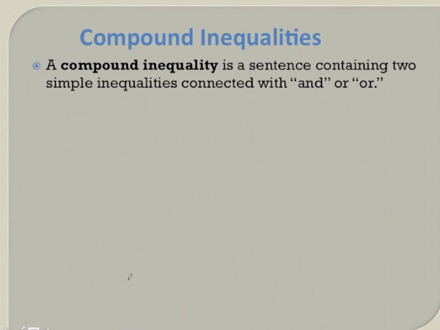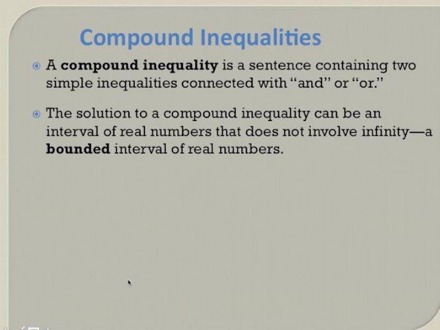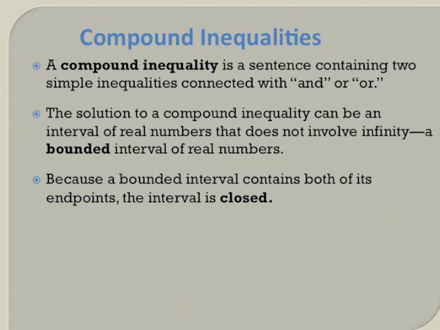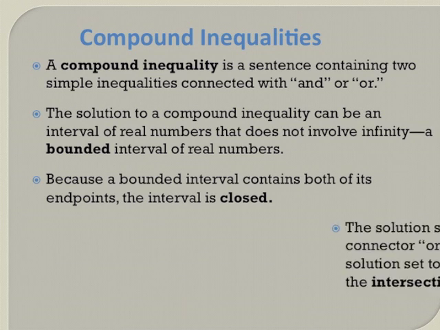Compound inequalities. A compound inequality is a statement containing two simple inequalities connected by an "and" or an "or" statement. The solution to a compound inequality can be an interval of real numbers that does not involve infinity. It could be just bounded, an interval between two numbers. If a bounded interval contains both of its endpoints, it can be closed.